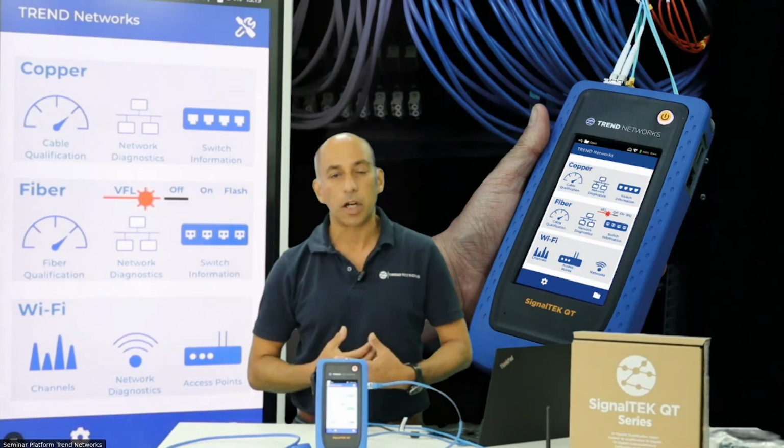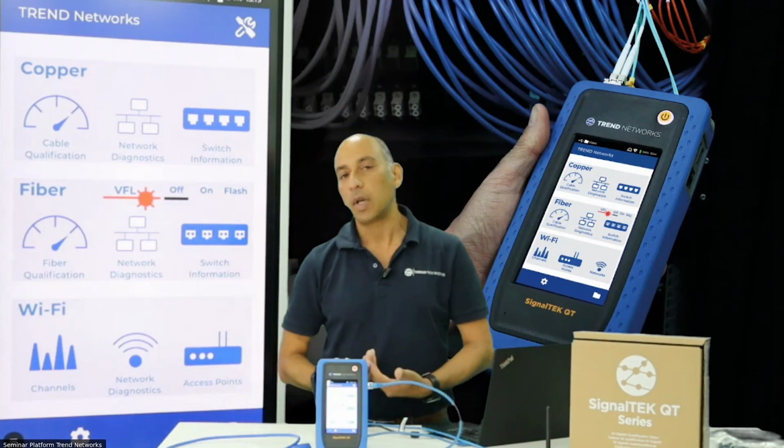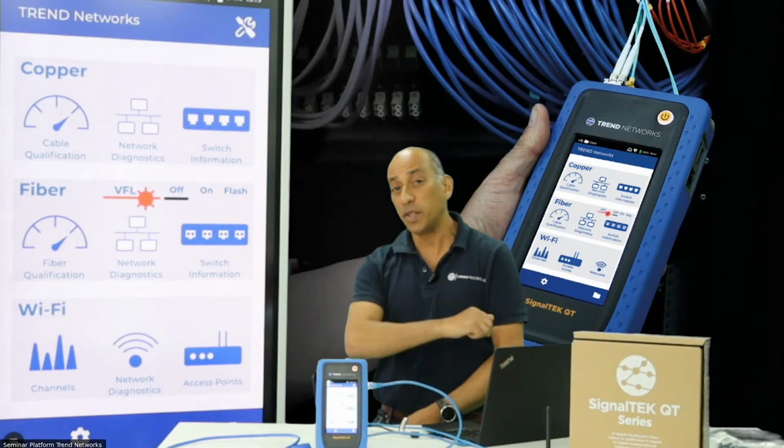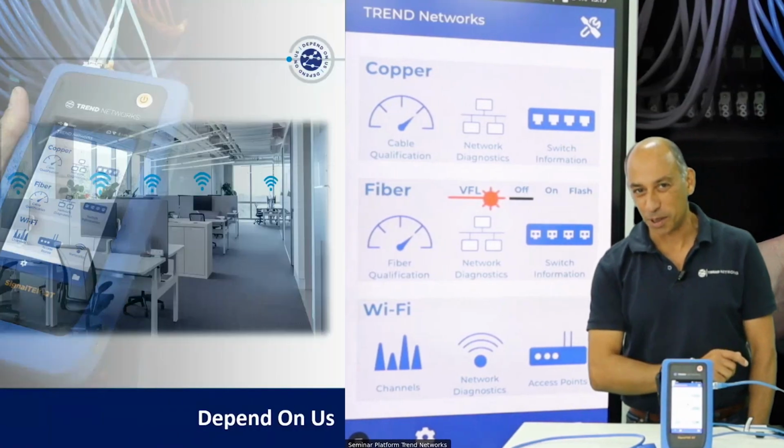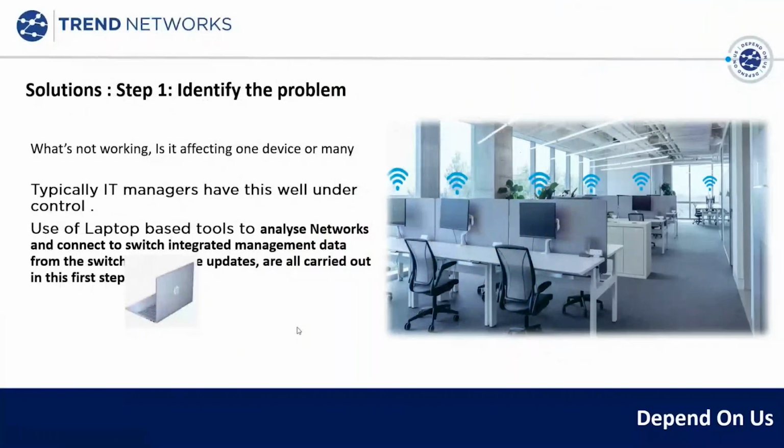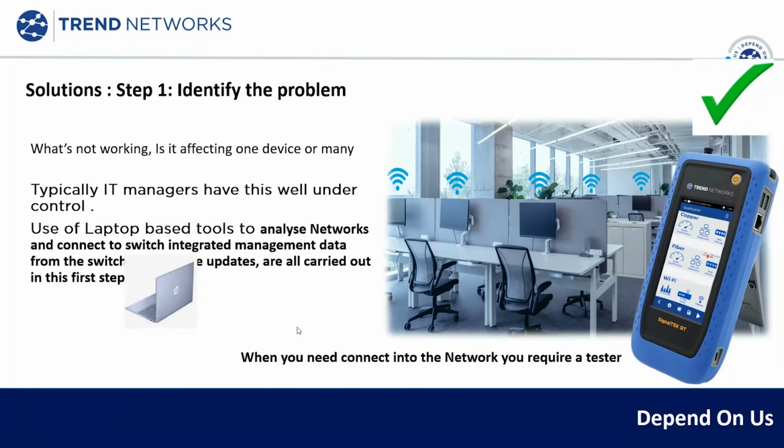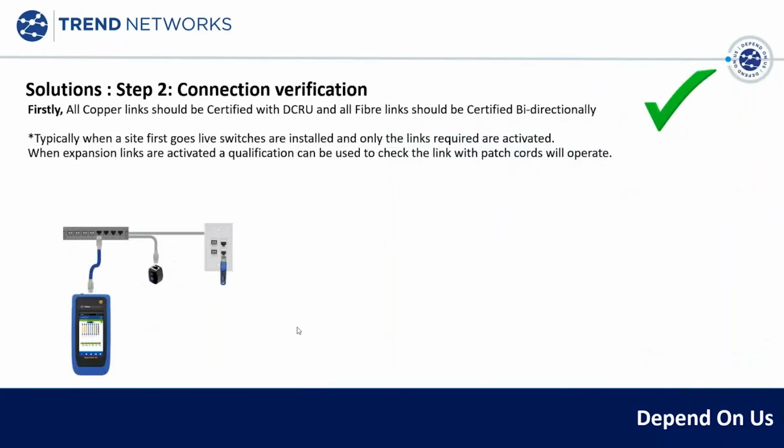That's really, really exciting. We'll take a deeper dive with SignalTEK QT further, but this is about the 5 steps to troubleshooting. Okay, so we're going to summarize our last part here, which is so important. So once again, identifying the problem. Typically laptops are used, and that works really well. IT managers have that completely covered. Well done, they are professionals in that area, but sooner or later you'll need to connect to a network. So the idea of showing you QT Pro is that its capability and functionality cover everything you need, the fundamental things of a network. So let's go to step 2.